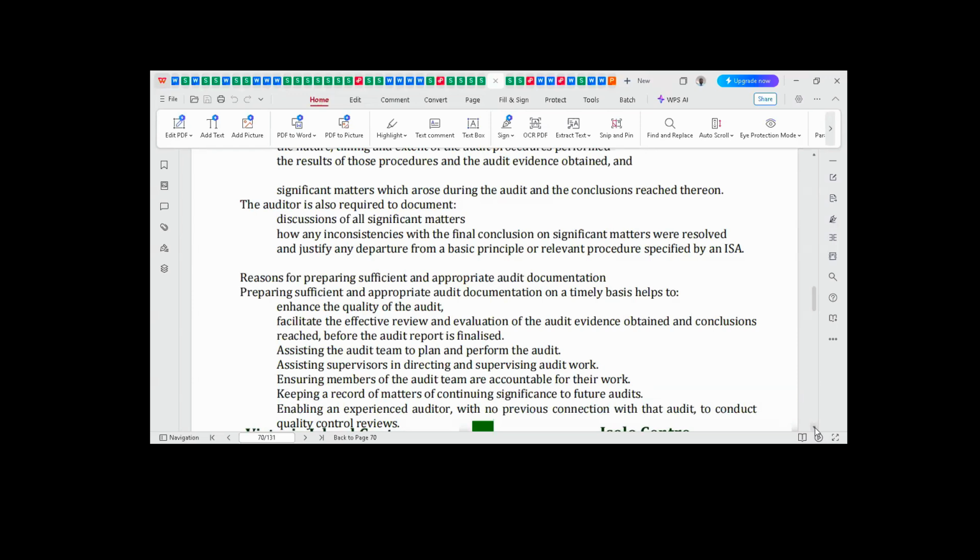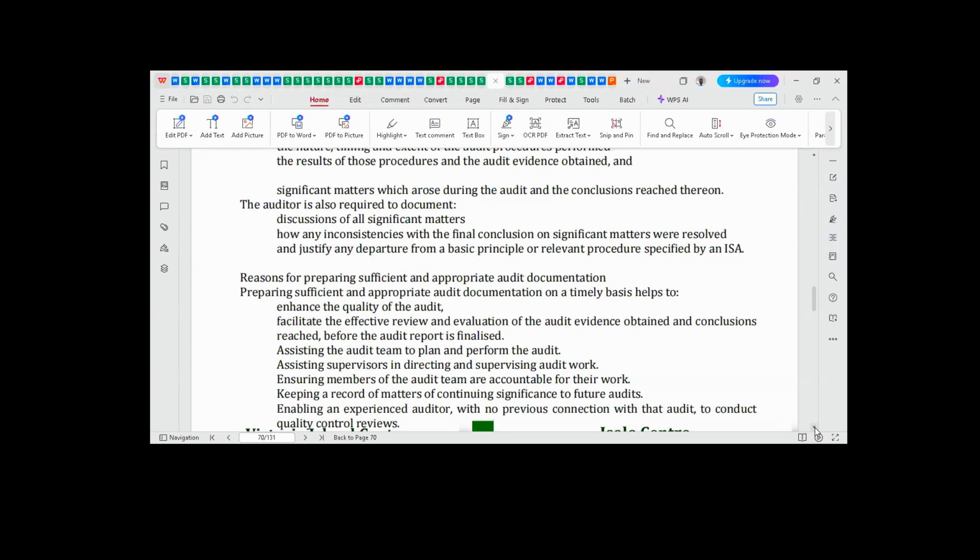It's also used in assisting supervisors in directing and supervising audit work. So with audit documentation, you can give direction or supervision to your audit engagement staff: go for this, you do this area, you go and do this one, you go and do that one. You spread the work accordingly, and every aspect that every audit staff handled will be documented accordingly. All right.